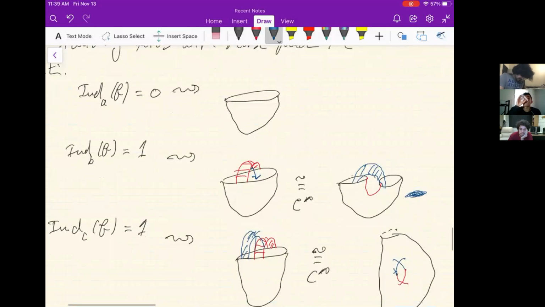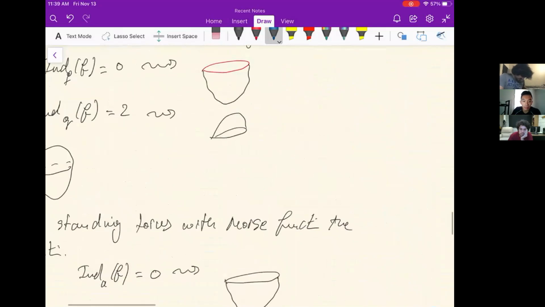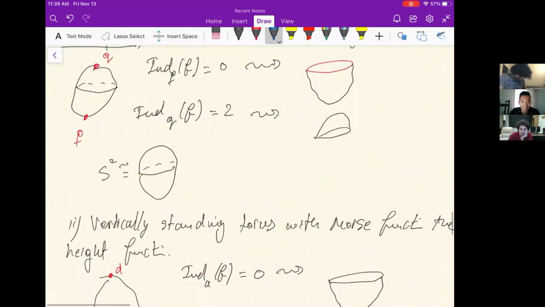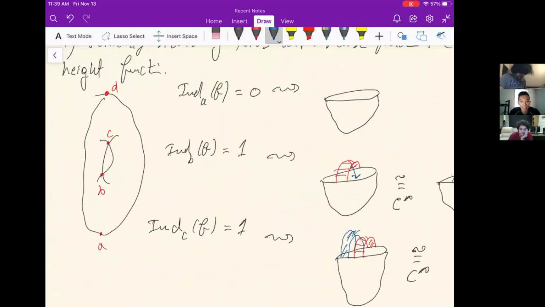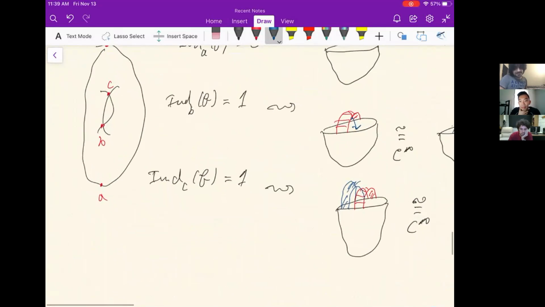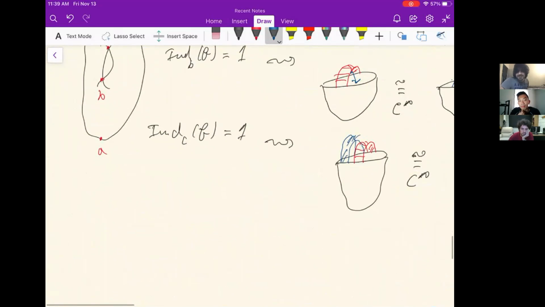Okay, so actually, Morse theory, this is the nice part of Morse theory, where you have these types of pictures to solve. Anyway, so we are actually doing well.